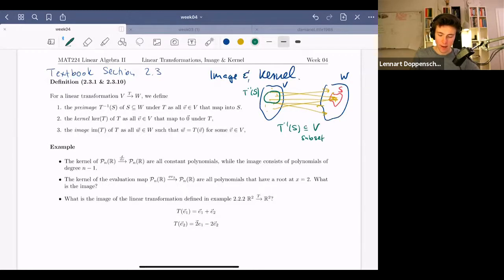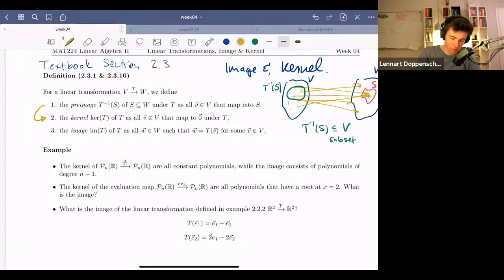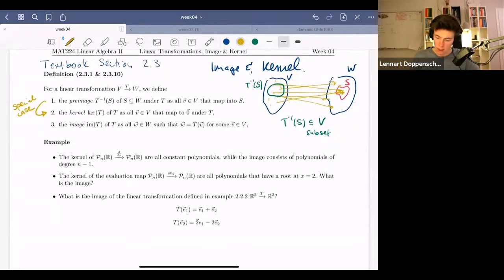Okay, the next definition is the kernel. And if you look at this closely, it's a special case of the first definition, because what the kernel really is, is the pre-image of the zero vector space. This is the trivial subspace. So the kernel of a transformation is all the vectors that get sent to zero. And we've defined this in the very first week, in the very first lecture. But now we actually use this for transformations.